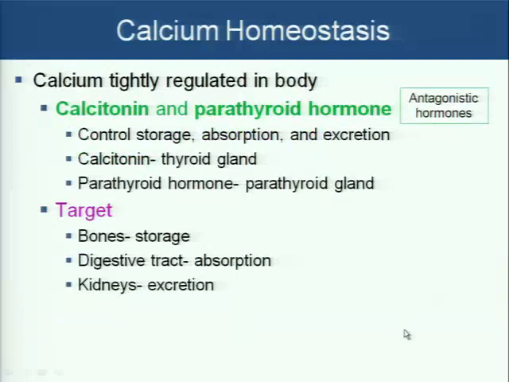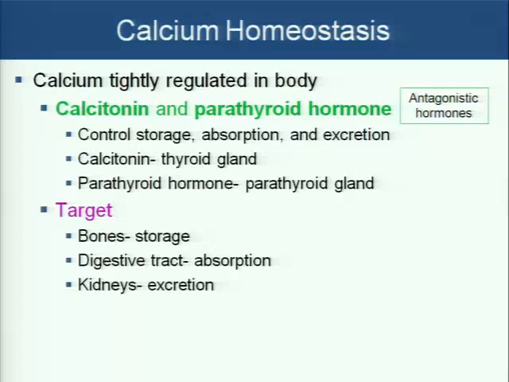So the main regulation of calcium homeostasis in the blood is going to be these two, calcitonin and parathyroid hormone. I put in here antagonistic. So in the bloodstream, you have to regulate this level of calcium for your muscles and your neurons. These two hormones work together to do this. They control the storage, the absorption, and the excretion rates.